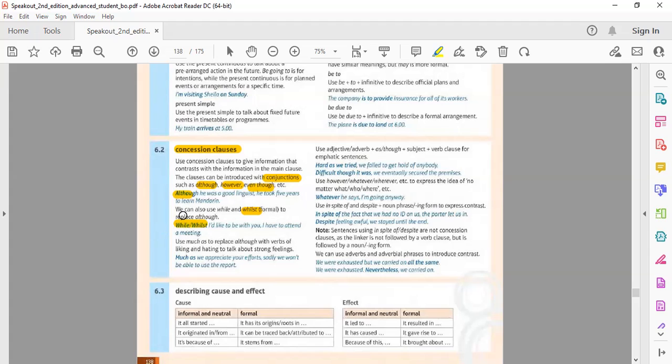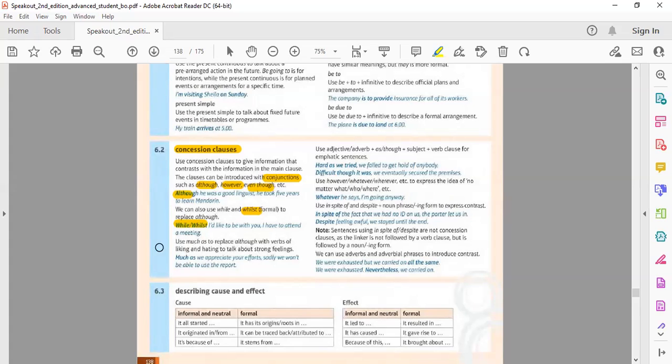Are we okay so far? Teacher, I didn't get the main idea. Like he said that I'd like to be with you, but I have to attend a meeting. Yes. It means even though I'd like to be with you, I need to go somewhere. What do you want to say? Thank you. You're welcome. Ikram, you wanted to say something? No, I got it. Thank you.